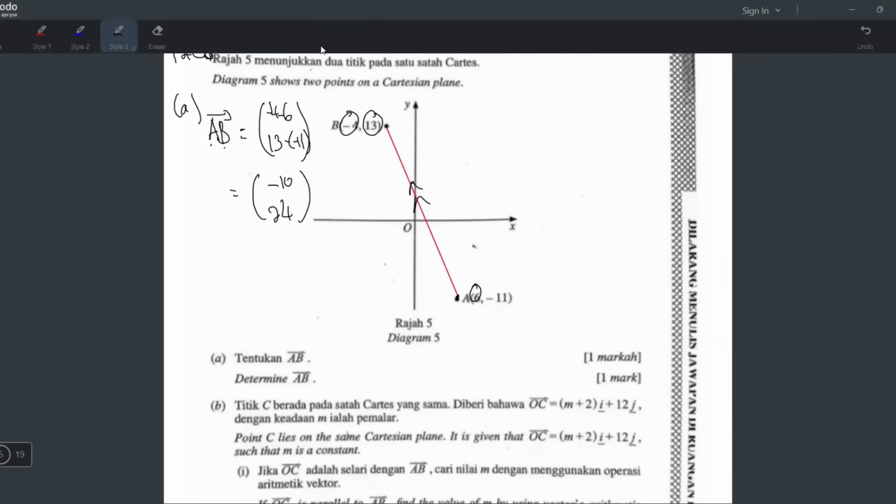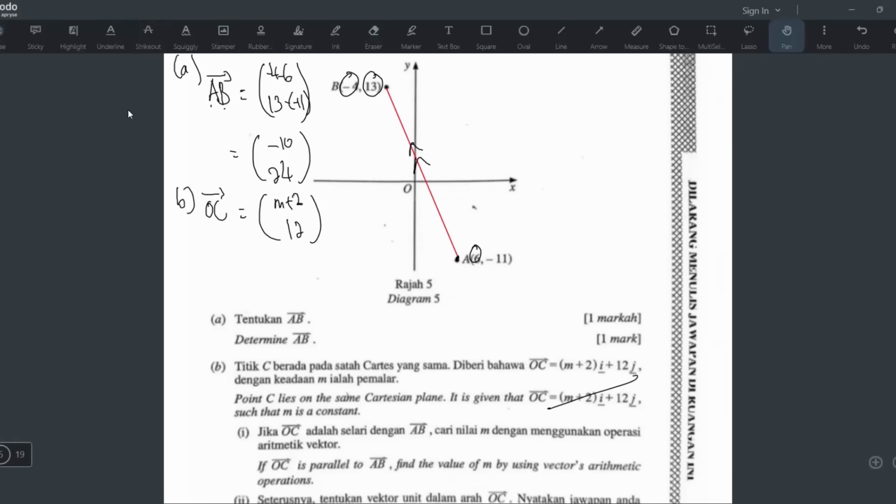All right, for B, point C lies on the same Cartesian plane. It is given that OC is this, such that m is a constant. You can see the point C is not labeled here, but it's okay. They gave you the OC, so I will not label it. I will just write it down. So OC is (m plus 2)i plus 12j. But I think I'll write it in the column vector form, because I already used the column vector format just now. So m plus 2 on top, 12 at the bottom. Alright, done. Such that m is a constant.